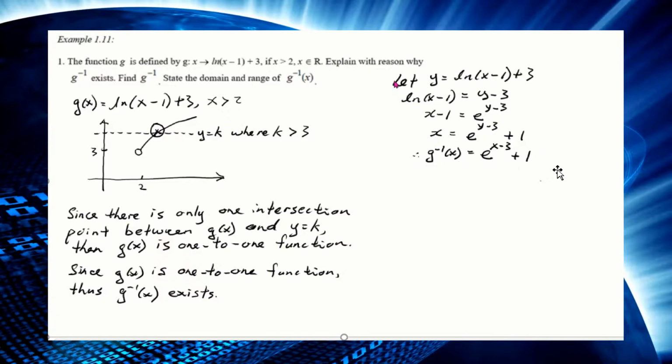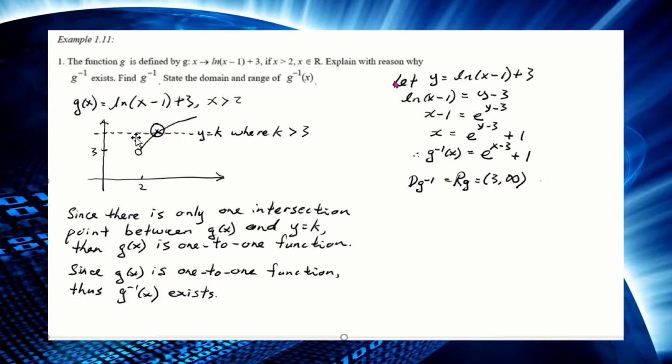However, this one is not the final answer, because we know that the inverse function always depends on the original function. In case there is any change in the original function, this will affect the inverse function, especially domain and range. So we need to confirm the domain and range of this inverse function. To do this, we can use this formula where domain of inverse g is equal to range of g.